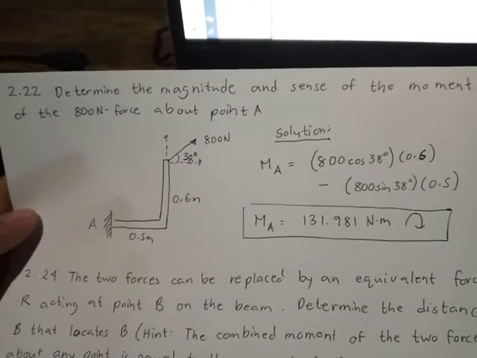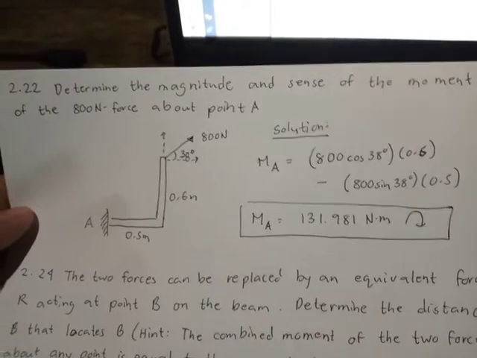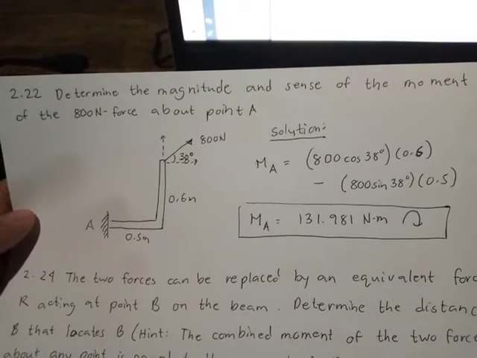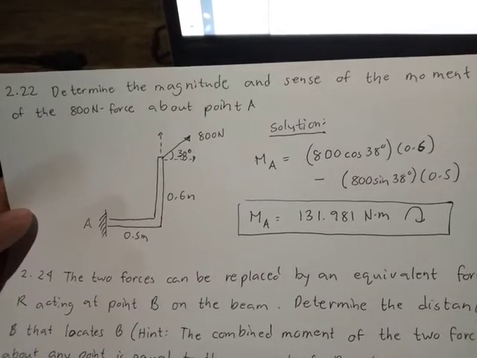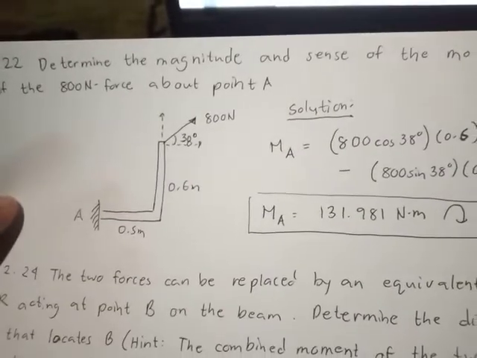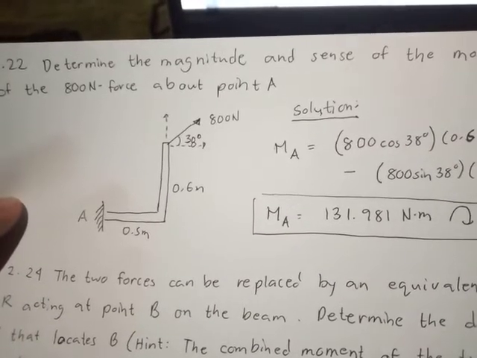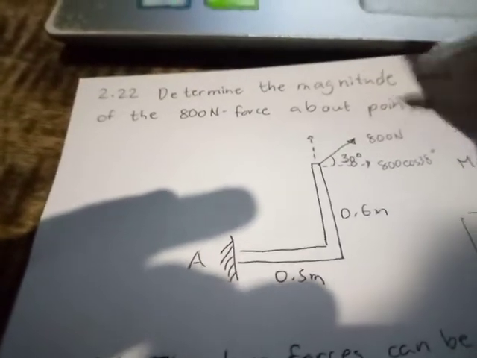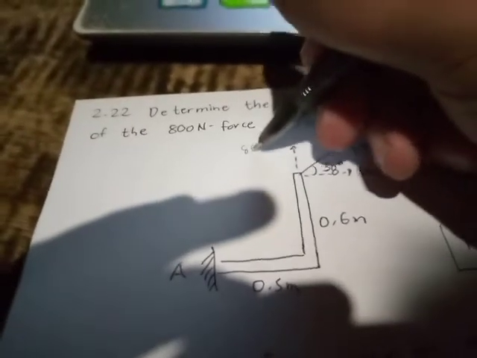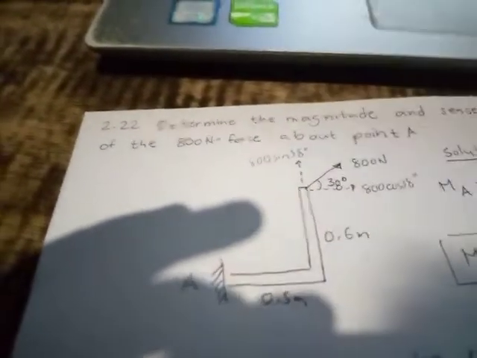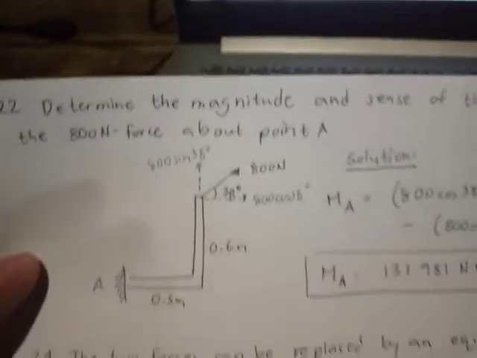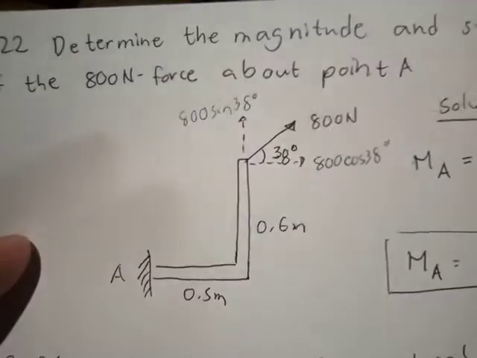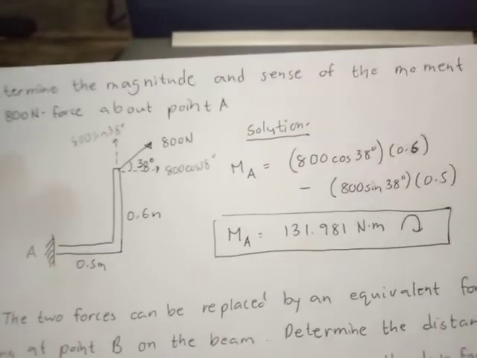This is the solution for 2.22. I just copied the question and the figure. Here, as you can see, I broke the 800 down into components: 800 cosine 38 for the x component and 800 sine 38 degrees for the y component. This is its components, and from that we can use it in our solution.